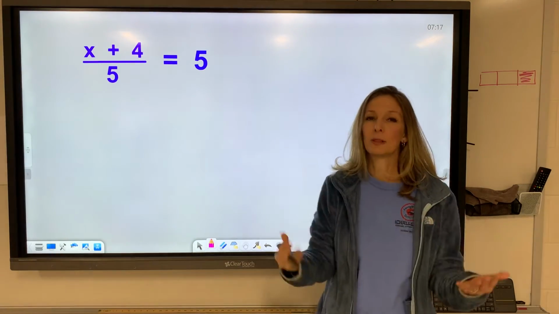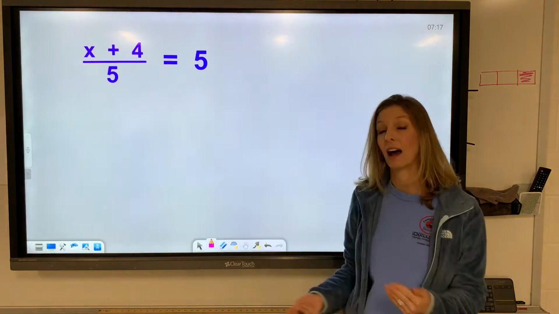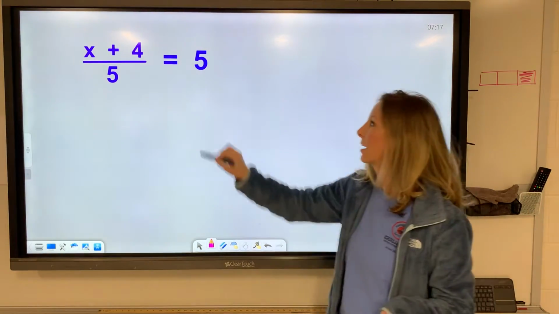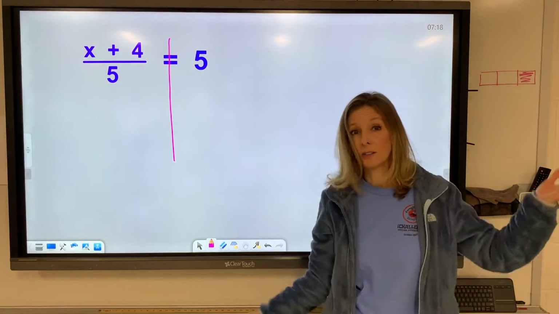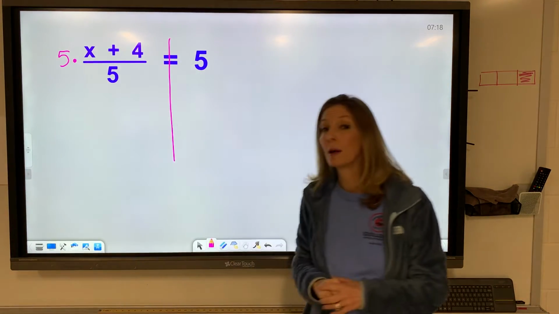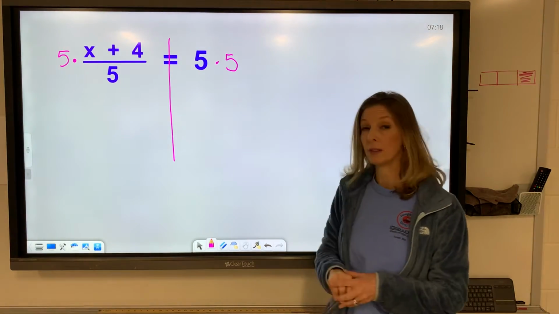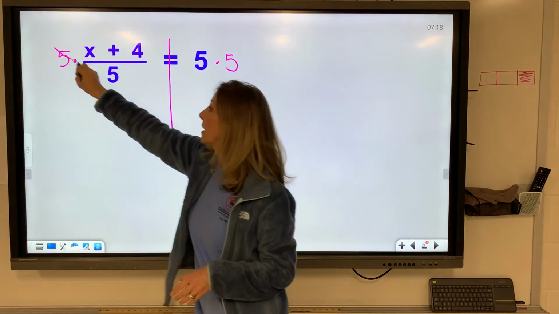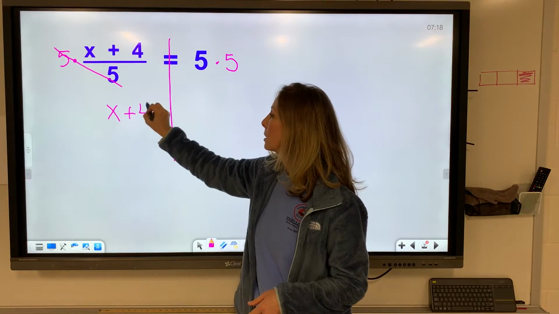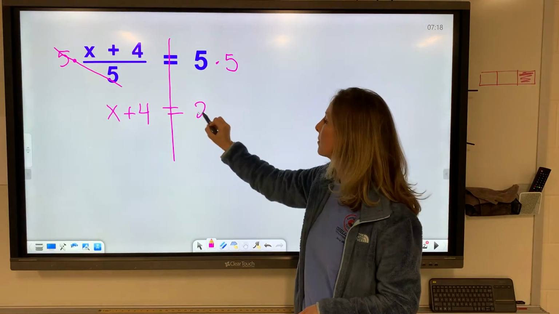So what is happening to the x plus 4? Well, that entire thing, not just the x, but the x plus 4, is being divided by 5. And what's the opposite of being divided by 5? Being multiplied by 5. So I'm going to draw my line down to show my balanced equation. I'm going to multiply this side by 5, and of course, whatever I do to one side, I do to the other. On this side, my 5's cancel each other out, so I'm left with just x plus 4. On the right-hand side, 5 times 5, of course, is 25.